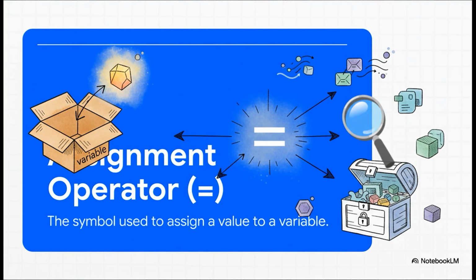Now, this might be the single most important operator to learn first, the single equal sign. In your math class, this means is equal to. In programming, you gotta forget that. Here, it's called the assignment operator. It means gets the value of. It's the verb. It's the action of putting something into our storage box.